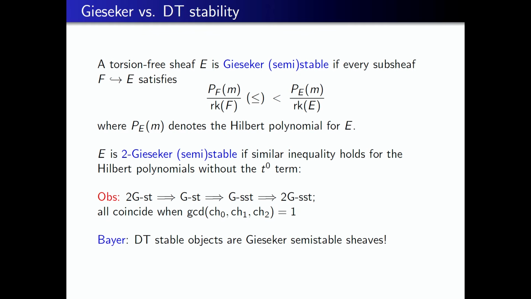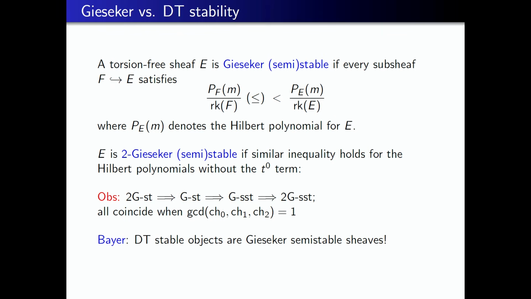Okay. So I was recalling here what is Gieseker stability, and there is a variant of Gieseker stability, which is 2 Gieseker stability, in which you make a similar comparison, the same inequality, but without the independent term, without the t to the 0 term, right? So you cut off part of the Hilbert polynomial, and you compare what remains, right? So this is the notion of 2 Gieseker stability, and it's something that sits between mu stability and Gieseker stability, right?